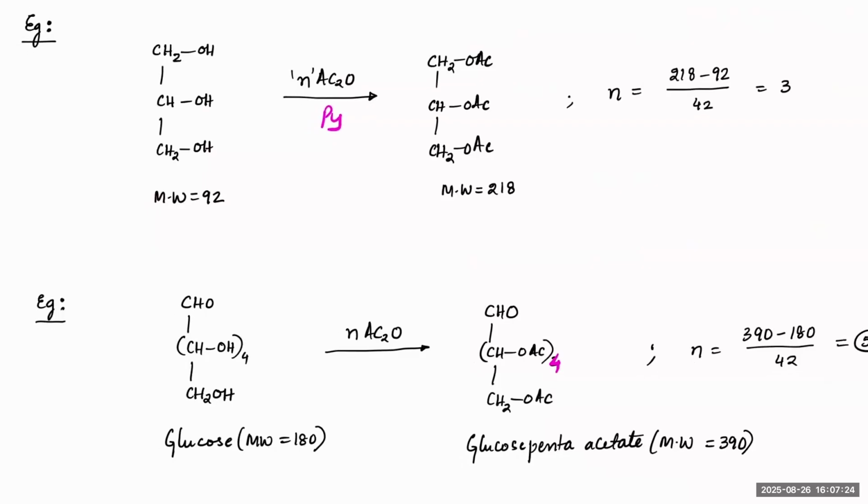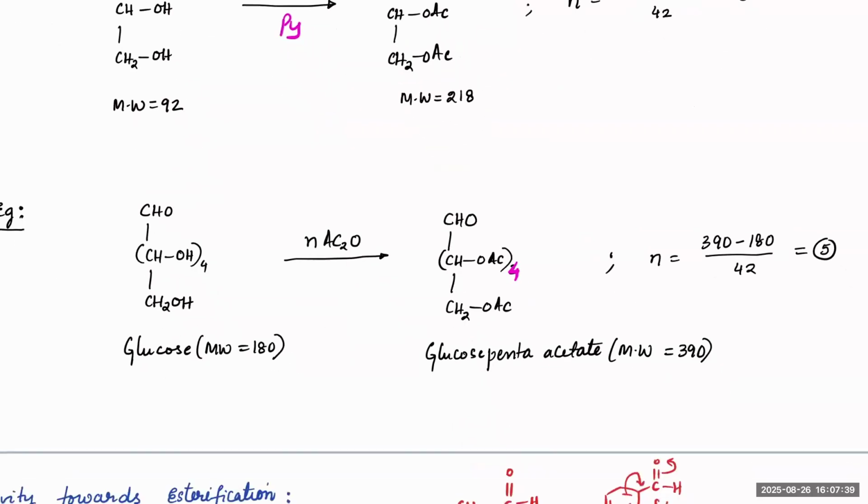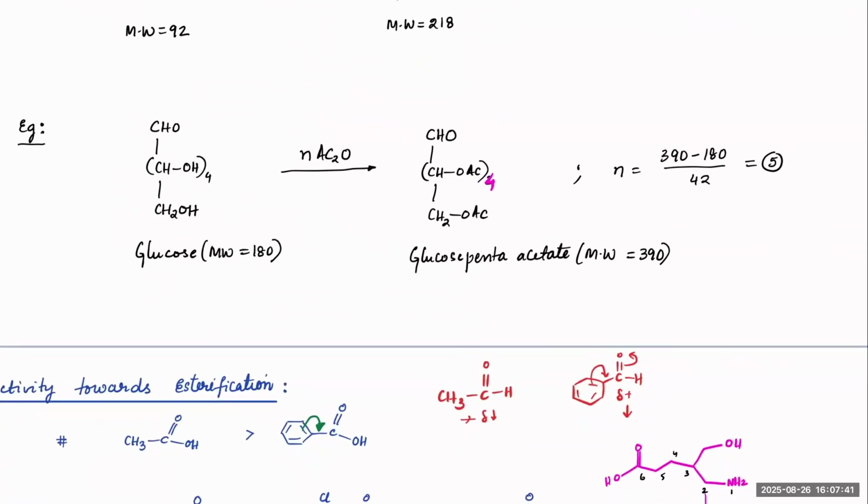So this is one example that was given in JEE again. This was a JEE question where 92 was the molar mass given and 218 was the molar mass after the reaction, and you are supposed to find the n value. So how many hydroxy groups will we have? 3. Okay. The glucose question is also very, very relevant. If you have 180 and after acetate formation it is 390, then how many OH groups does glucose possess? Glucose will have 5.